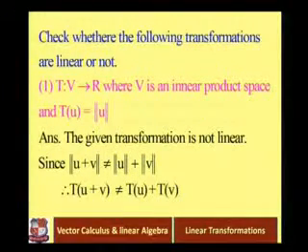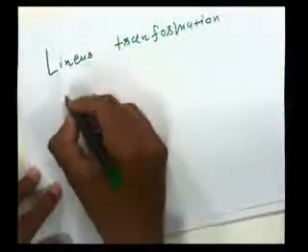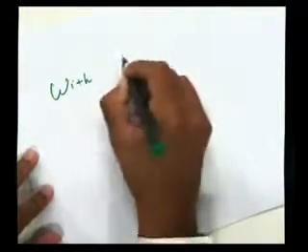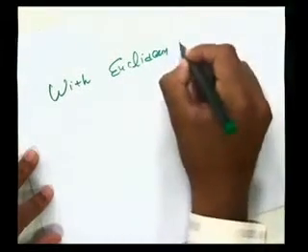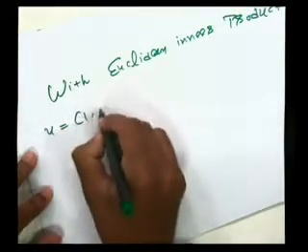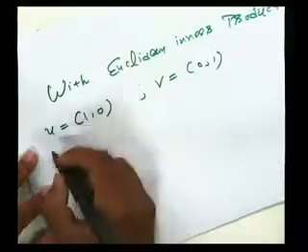This is not a linear transformation. Why? Because to be a linear transformation, we know the definition: the first condition is T of U plus V is equal to T of U plus T of V. But in that case, on the left-hand side we have norm of U plus V, and on the right-hand side we have norm U plus norm V. But these two are not equal. Why are they not equal? If we take a simple example with the Euclidean inner product, U equal to (1, 0) and V equal to (0, 1), what is norm U?